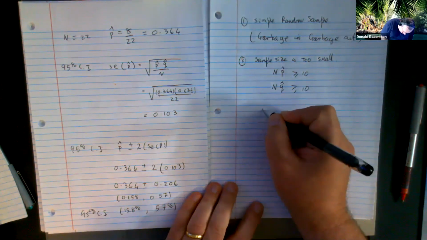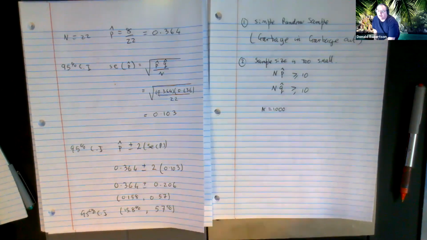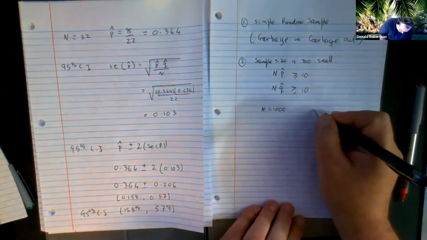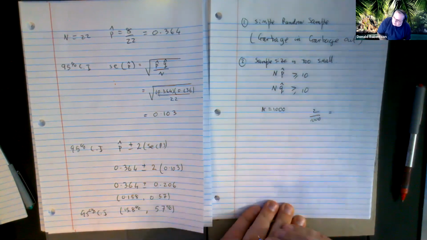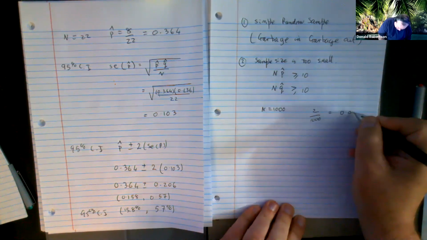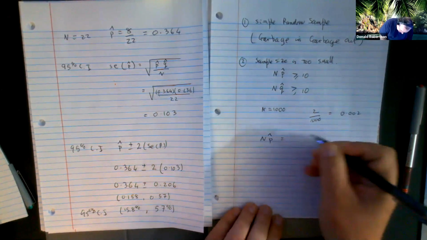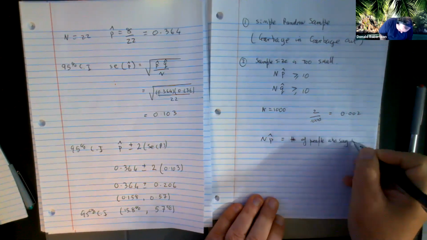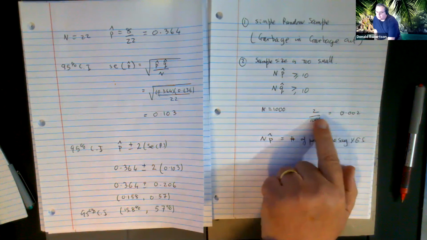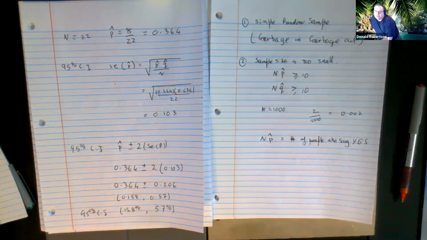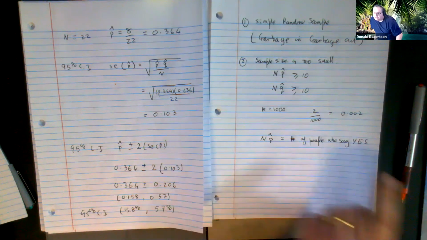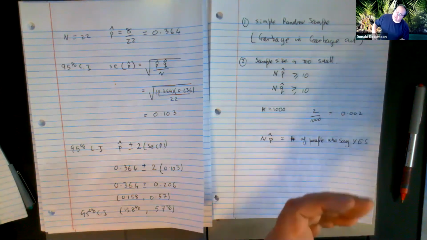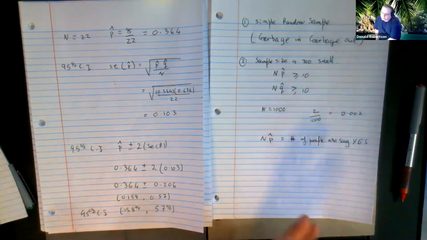Imagine I asked 1,000 people, have you ever had a rare version of cancer? And the answer I got was only 2 people. So P hat would end up being 0.002. If I did N times P hat here, it's basically the number of people who say yes. That's what N P hat is calculating. In this case here, wouldn't it only be 2 people? And we would consider that too small a sample size because it fails under here. Even though the sample size is 1,000, it's not just the sample size, but it's the people who said yes inside that sample size, which is much more important.